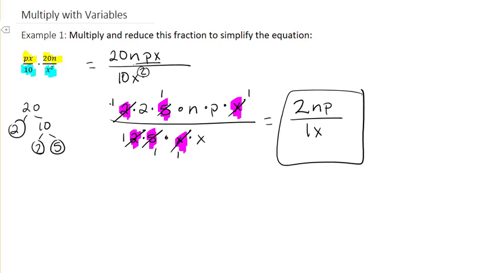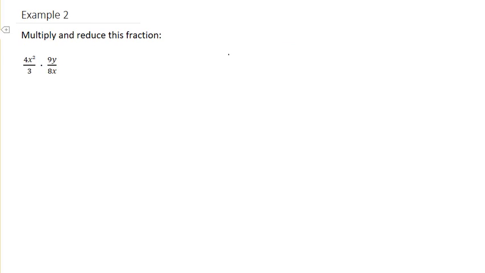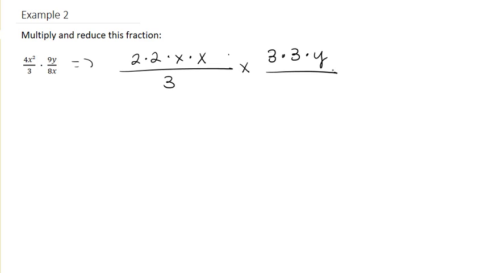So let's do another example. Here we have another multiplication with two fractions. So this time what we're going to do is we're going to break it out before we multiply across. So we have 4x squared. That can become 2 times 2 times x. Now this 3, it's a prime number, so we'll just leave it as is. 9y can then be multiplied out as 3 times y. Then we have 2 times 2 times 2 times x for the bottom.